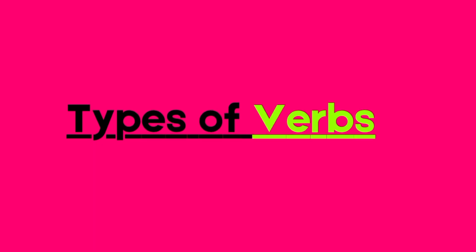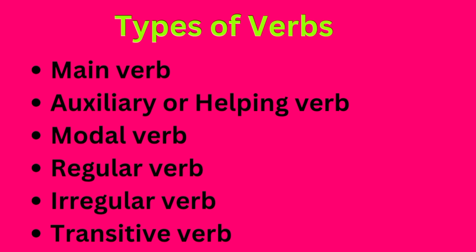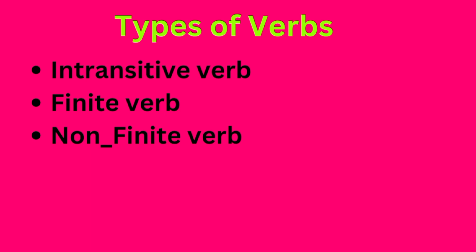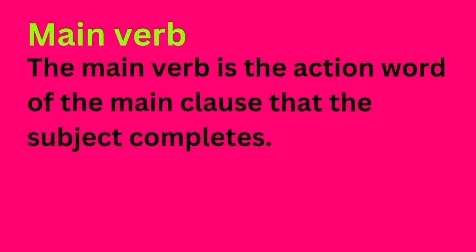Types of verbs. I am going to discuss types of verbs which are main verb, auxiliary or helping verb, modal verb, regular verb, irregular verb, transitive verb, intransitive verb, finite verb, and non-finite verb. At the end of this video, you will recognize these types of verbs with an amazing story. Stay with me. First one is main verb.